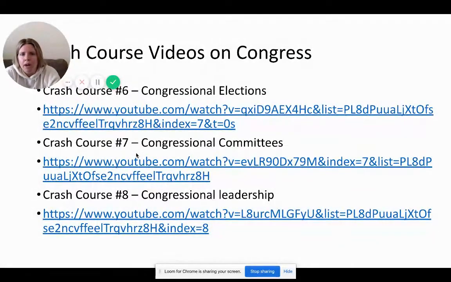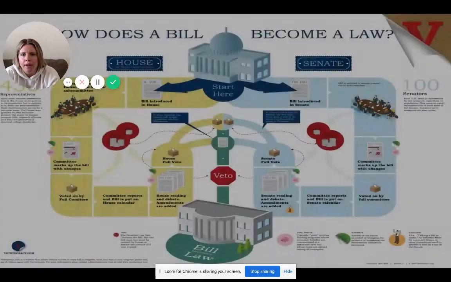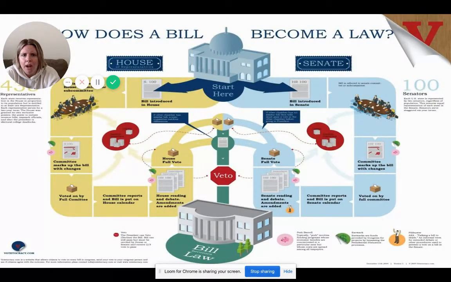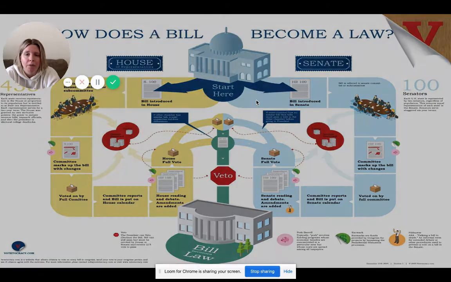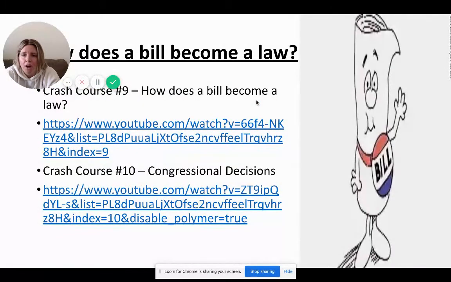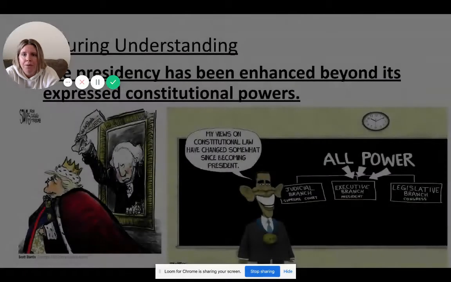Okay, so got some crash course videos on Congress right there. How does a bill become a law? It's difficult, but this is an outline, a little chart that basically shows you can start it in either house. It's going to have to go through both houses eventually, though. All right, got some great videos on that too.